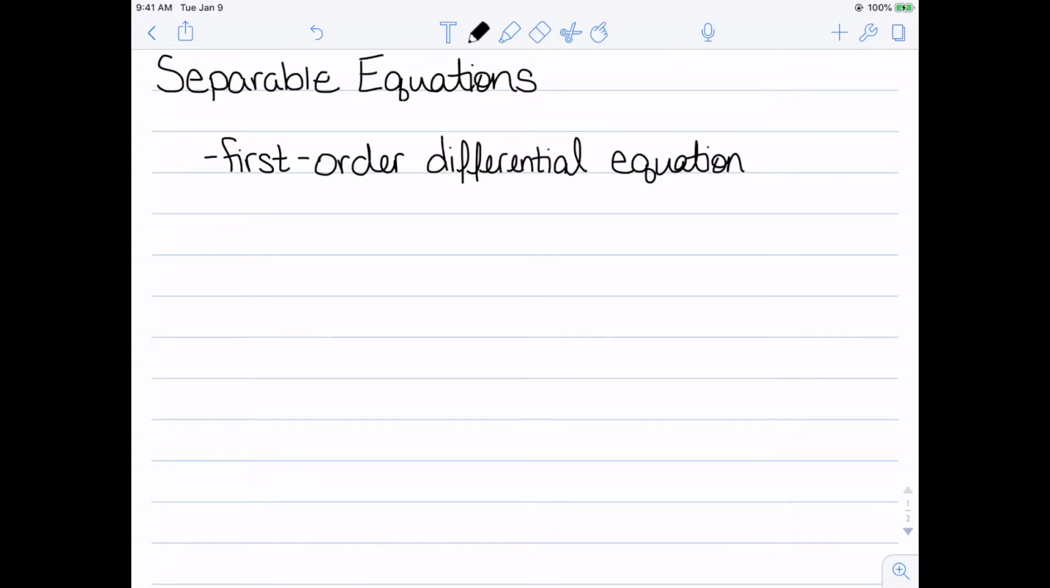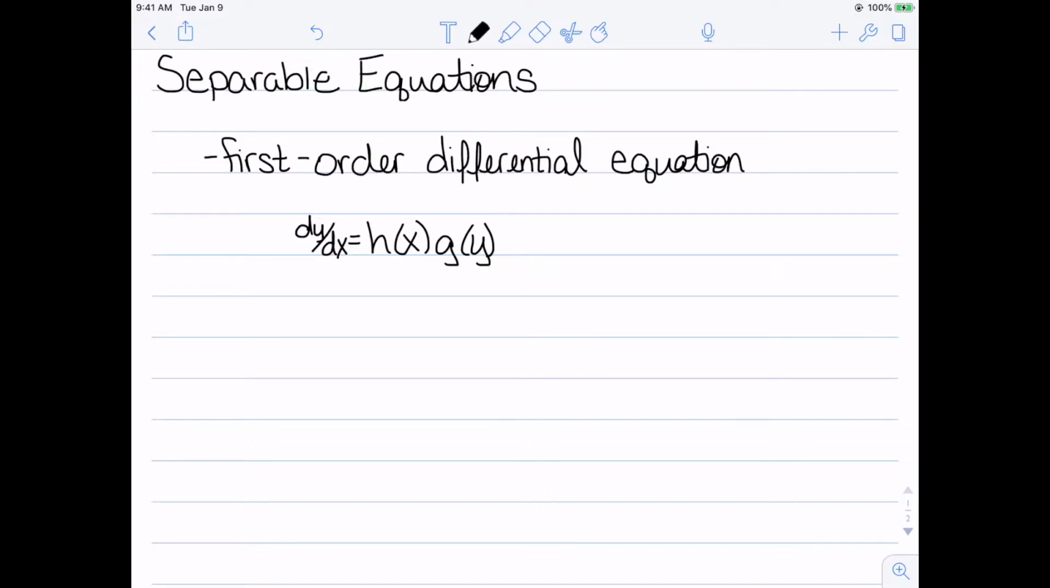Now that we've been talking about the graphical solutions, let's actually start looking at finding the actual solutions to differential equations. And we're going to start with a particular type of differential equation called separable equations. Separable equations are first-order differential equations with a particular property. I should be able to write them in the form dy/dx equals h(x) g(y).